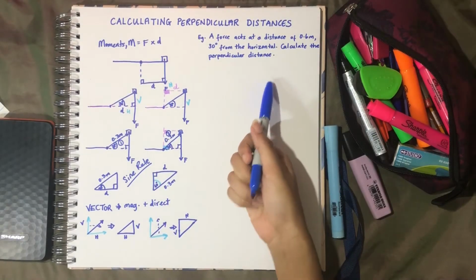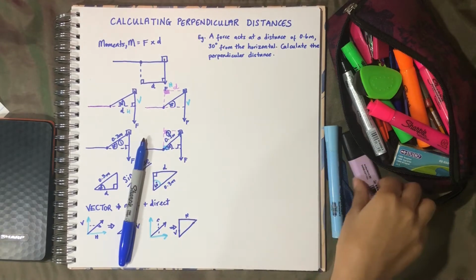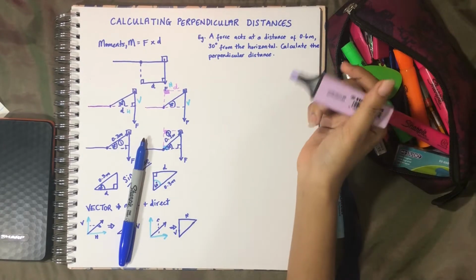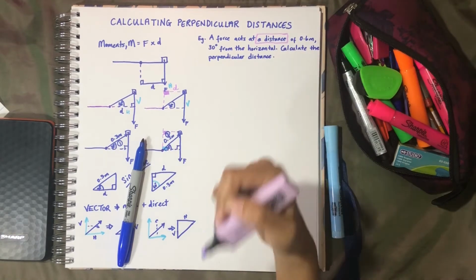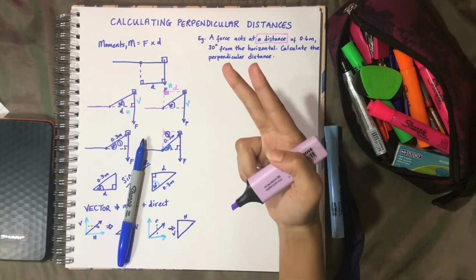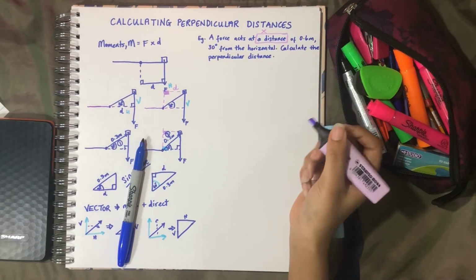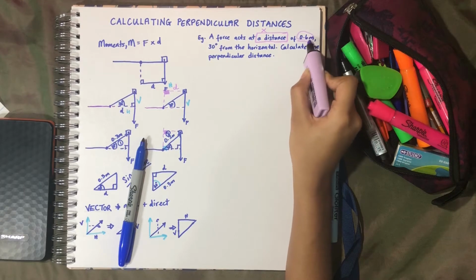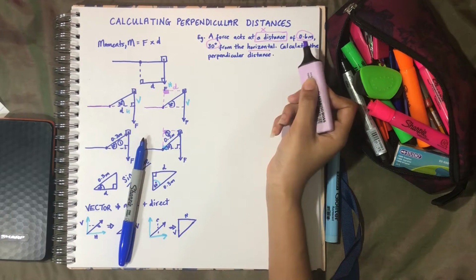So let's actually do this question. Now remember, from the past videos, we have to highlight the important stuff. So let's go. A force acts at a distance. Now we realize already, they say a distance. They did not say moment arm or lever arm. So we know that this is not perpendicular distance, right? A distance of 0.6 meters, 30 degrees from the horizontal.